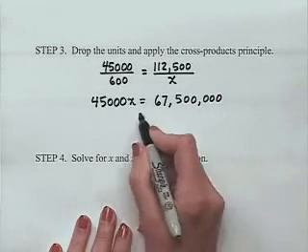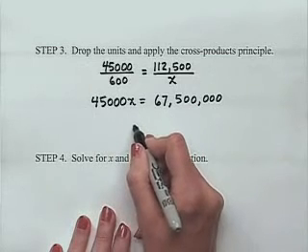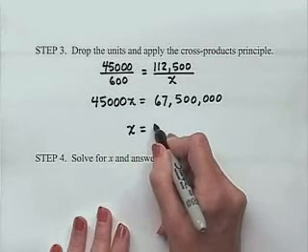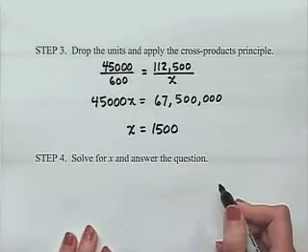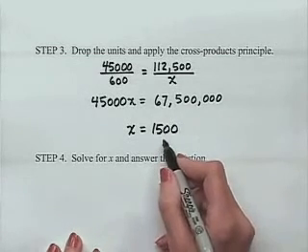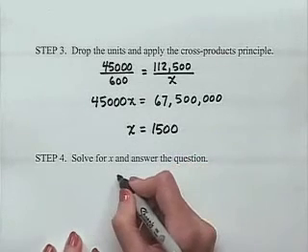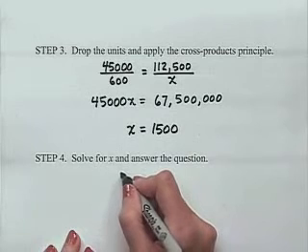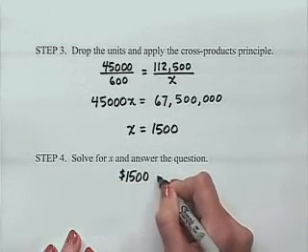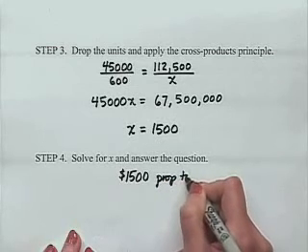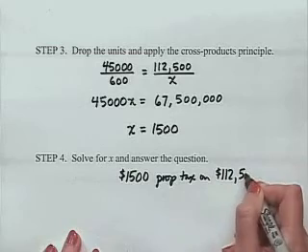Then we can divide both sides of the equation by 45,000 in order to come up with our result. And we can use a calculator to evaluate this. Our answer is 1,500. We've solved for X, and therefore we want to answer the question now. And the question then, recall, had to do with the property tax. So the $1,500 would end up being the property tax on our $112,500 house.